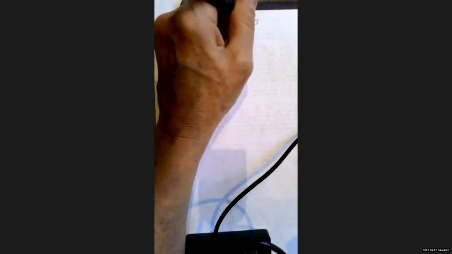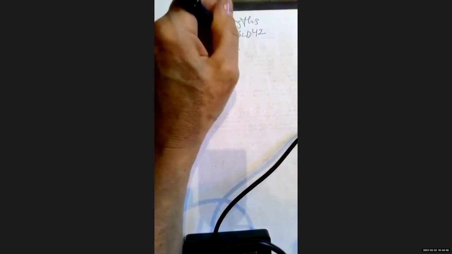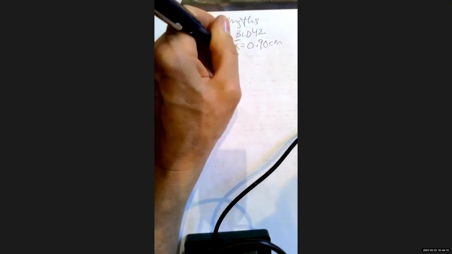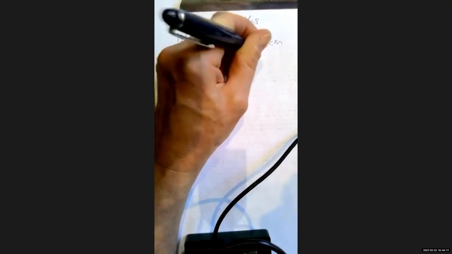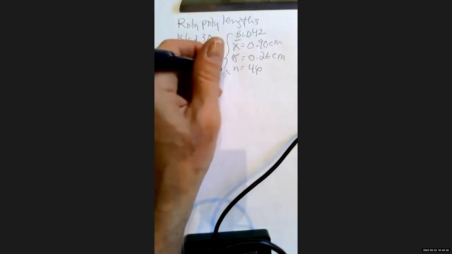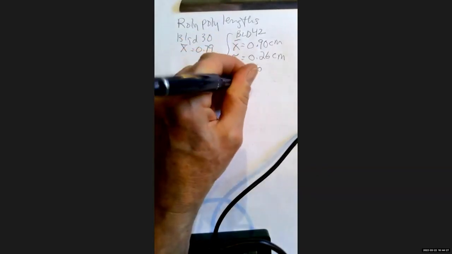Now, I also measured them, or a bunch of students measured them, I should say, at building 42, and they found an x bar of 0.9 centimeters, and a sigma, suppose we know it, of 0.26 centimeters, and a sample size of 46. All right, so this is my sample, and I've got a sample size over here.